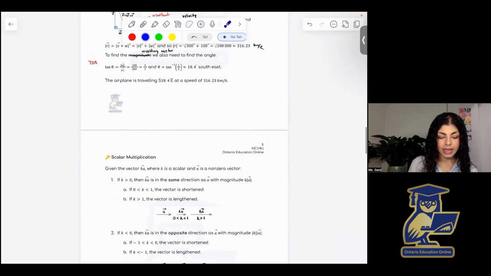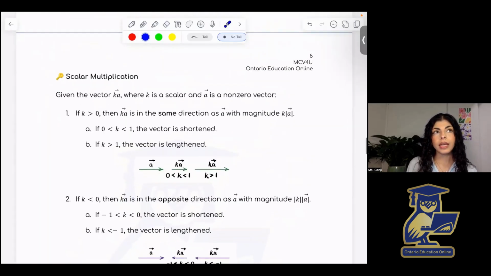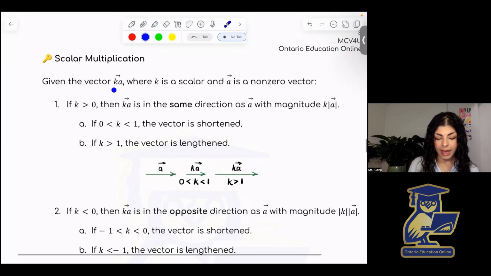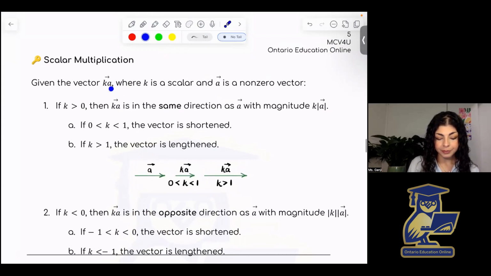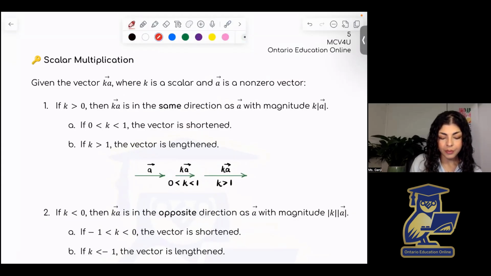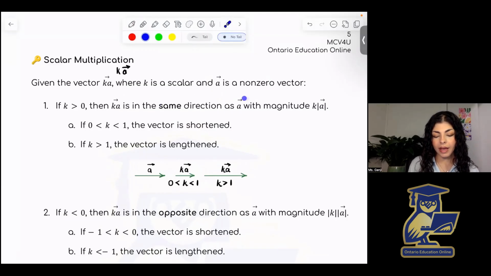Now we're going to see scalar multiplication. Scalar, remember, is just your numbers with no direction. And now we're going to multiply that by vectors. So given the vector k a, and maybe I'm going to fix this for you, it should be like this, because really the vector is over a and not on k. So k is a scalar and a is a non-zero vector.